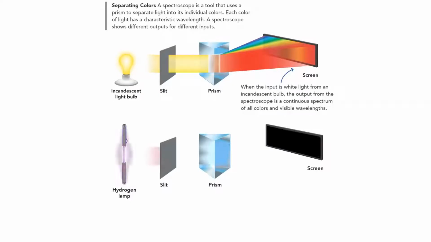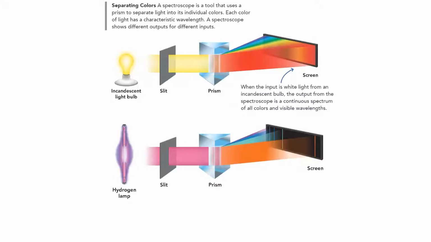But if we use a special lamp that is filled only with the gas hydrogen, we'll get a different result. The light moves through the prism, but instead of a continuous spectrum of all the colors and visible wavelengths, we get only a few narrow bands of color. These few discrete lines, this pattern of wavelengths, is unique to the element, in this case, hydrogen.